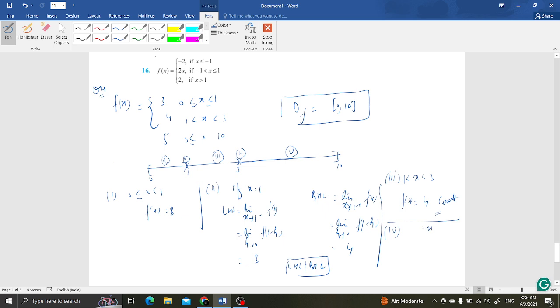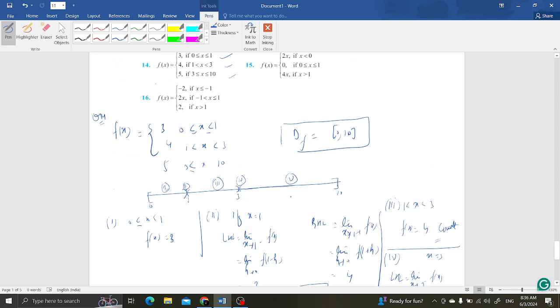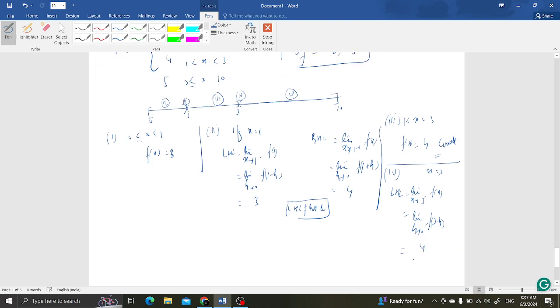Fourth one, if x is at 3, again we need to find LHL. LHL is the limit as x tends to 3 negative of f of x. So here we are getting the limit as h tends to 0 of f of 3 minus h, which is 4. So here we are getting 4.